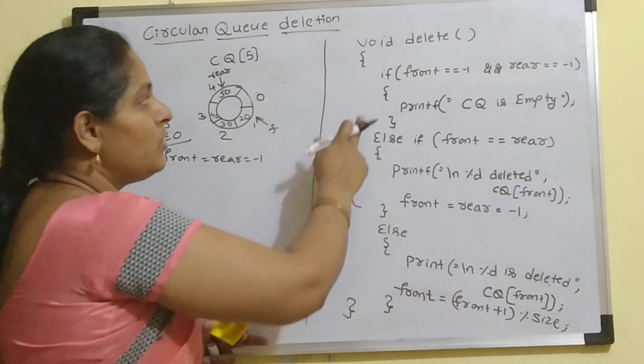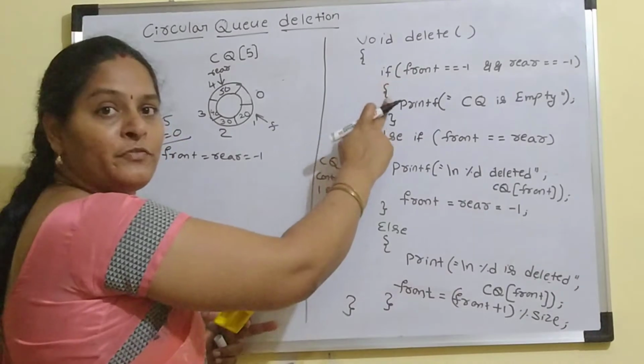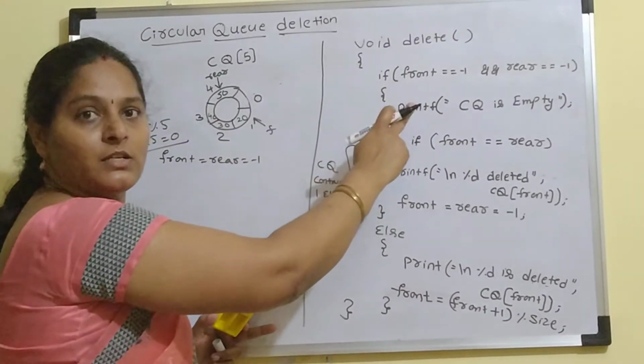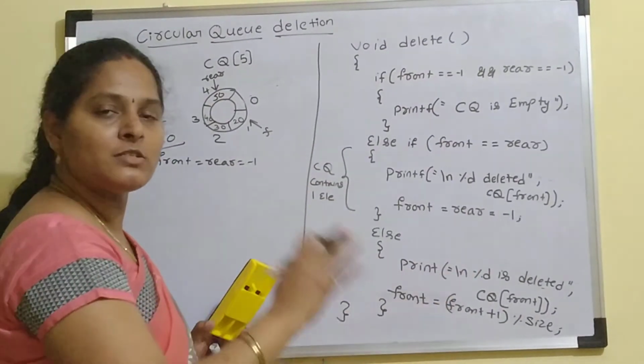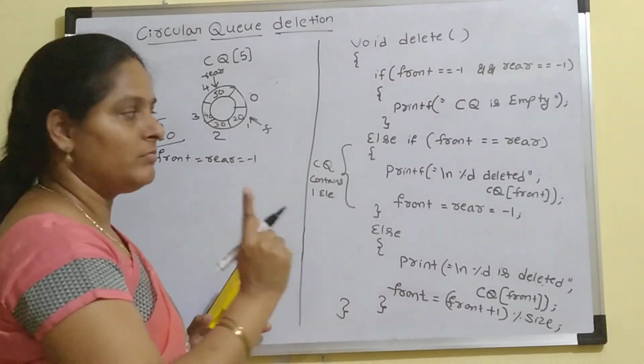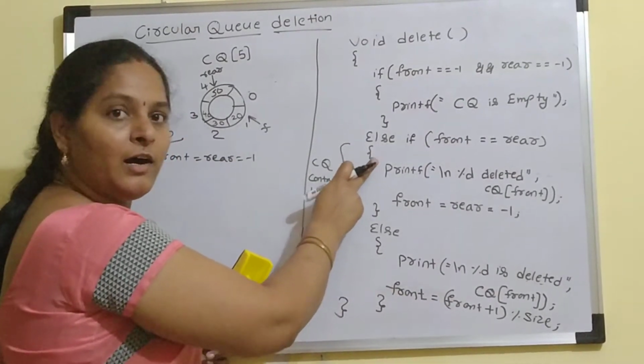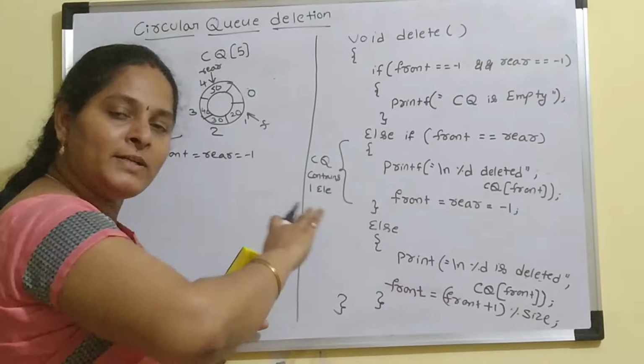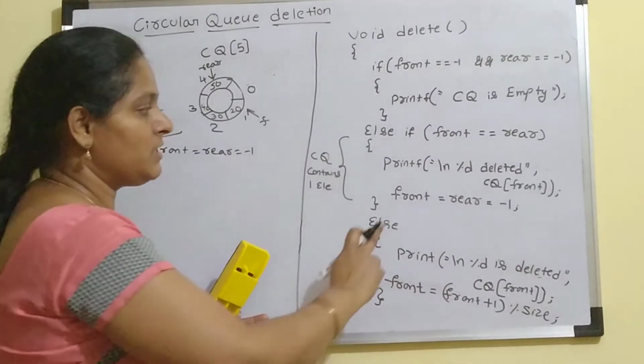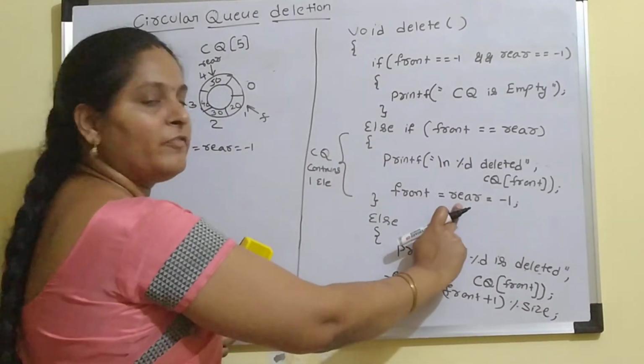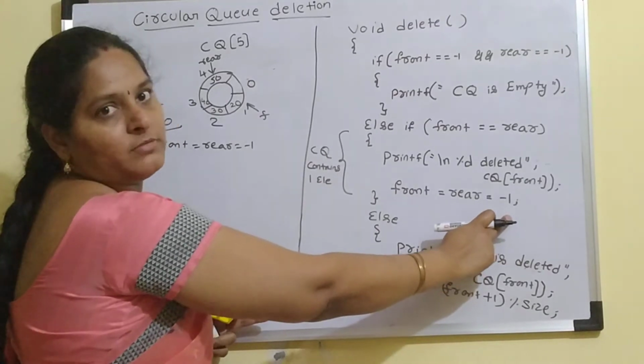Else, suppose your circular queue is not empty. If your circular queue is having one element, then delete the element. After deletion of the element, the circular queue automatically becomes empty. That is the reason why we make the front and rear pointers -1.